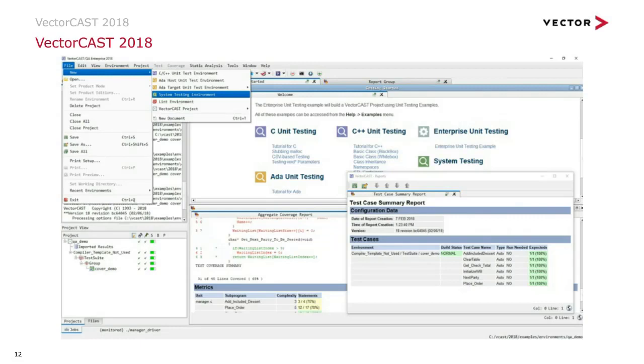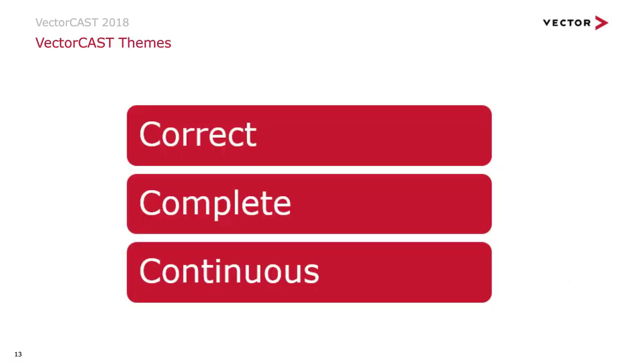All right, so at the beginning I said we would take a look at that circle that was going around the V model and look at each one of these independently. What we've got with VectorCAST 2018 is we're really focusing in, that's a word, on correct, complete, and continuous: making sure that your code is correct, making sure that your code is complete, your testing is complete, and making sure that your testing can be run continuously.